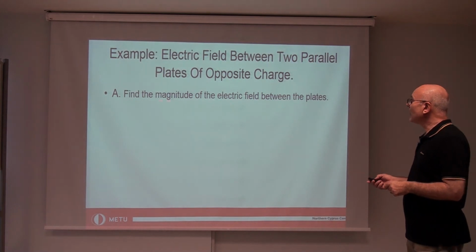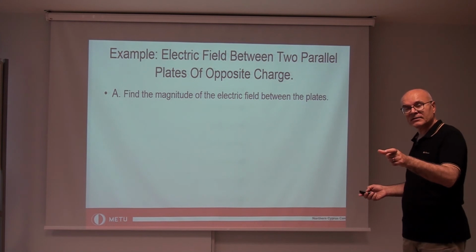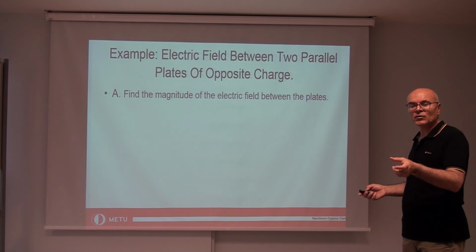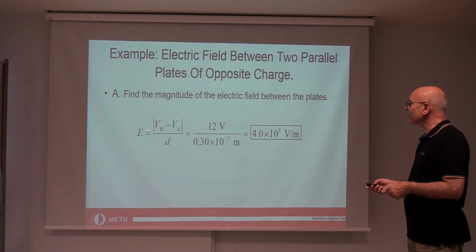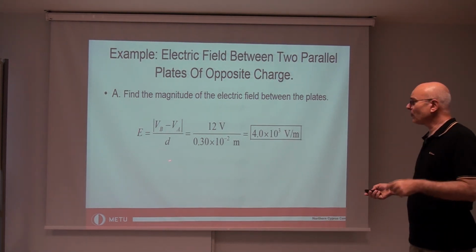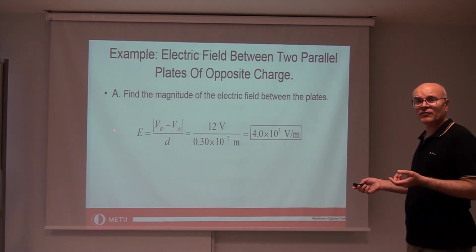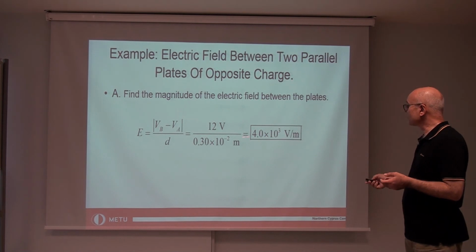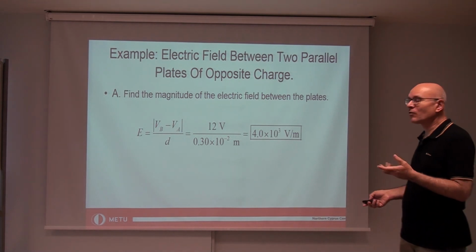First, I want to find the magnitude of the electric field between the two plates. I am given the potential difference, or the voltage, and the distance, and I want to find the electric field. Well, E is delta V over d, and since I want the magnitude of the field, I take the absolute value of the potential difference, which is 12 volts. d is the distance, and I just apply it and get this expression. So it's 4 times 10 to the power 3 volts per meter, about 4,000 volts per meter.